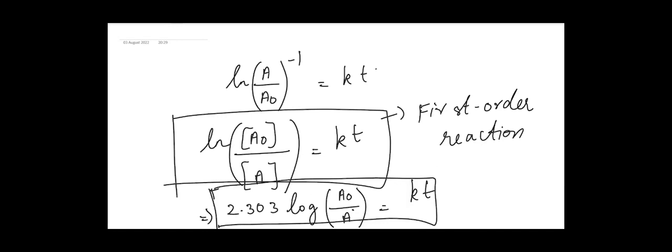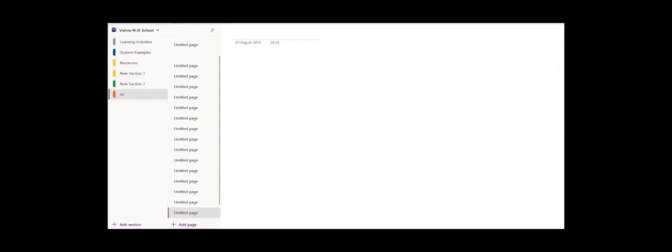So here a naught is the initial concentration, a is the final concentration, and t is the time which the reaction takes to convert from the reactant concentration a naught to the final concentration a. Now similarly we can derive the half-life equation for the first order reaction as well.